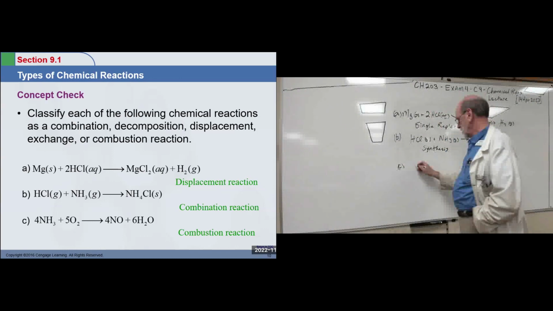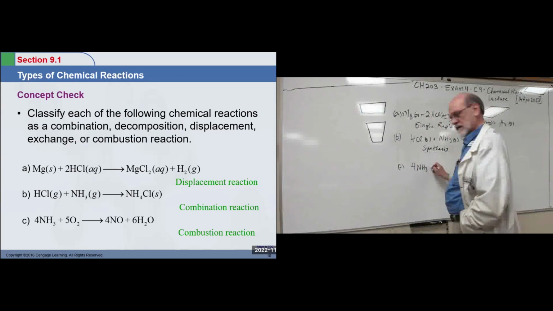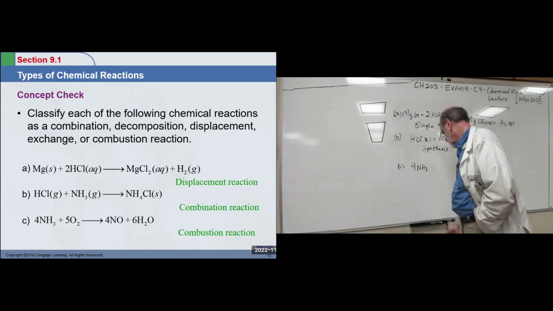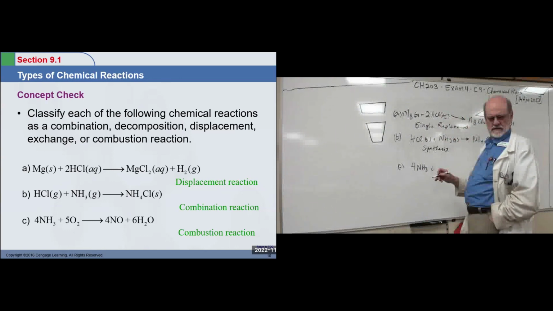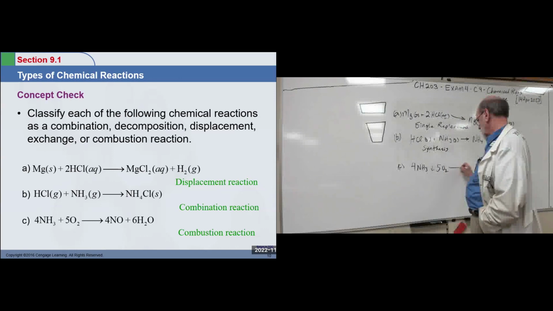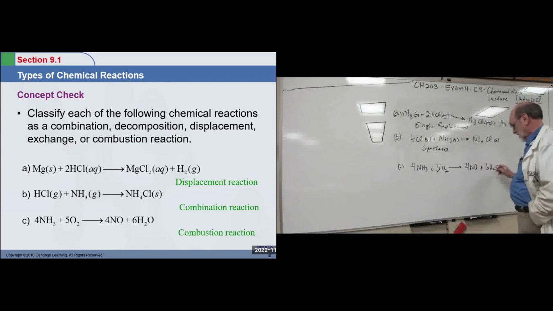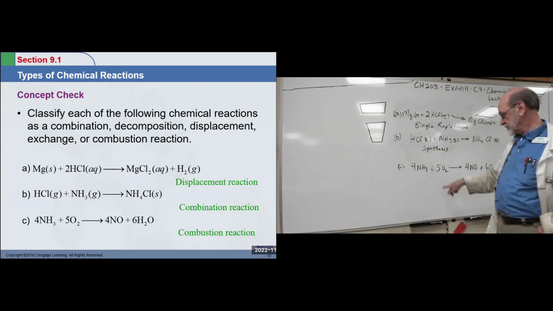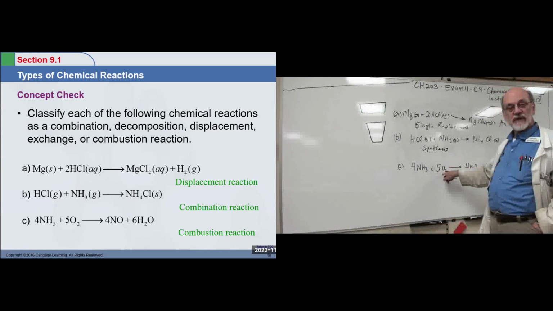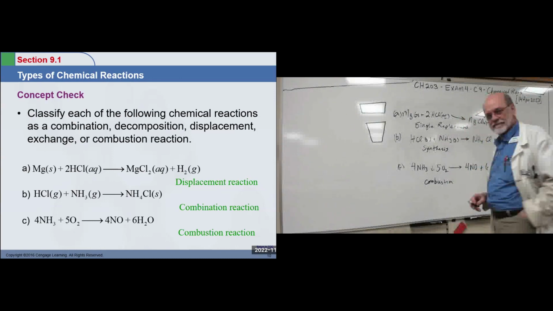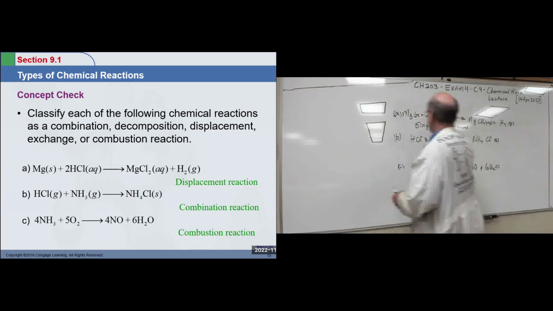And then the last one, 4 ammonias. They don't say what the form is. That's okay. Plus 5 oxygens yields 4 nitrogen monoxide plus 6 water. All right? So the clue here is oxygen. This is a combustion reaction. Okay? All right.